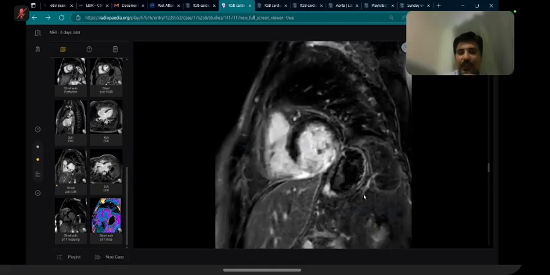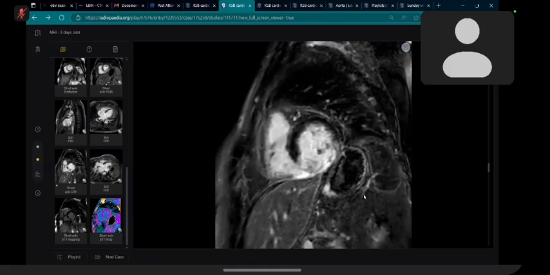And is it acute or is it chronic? Because it is transmural, I think it is acute. In my routine practice, I will also search if there is any microvascular obstruction, which is a non-enhancing area seen within this enhancing area, which also indicates the acute MI.